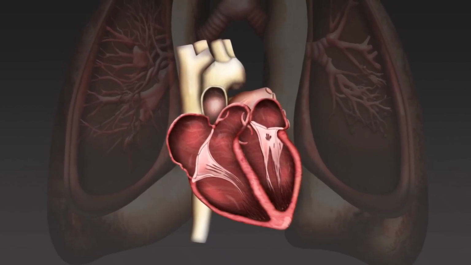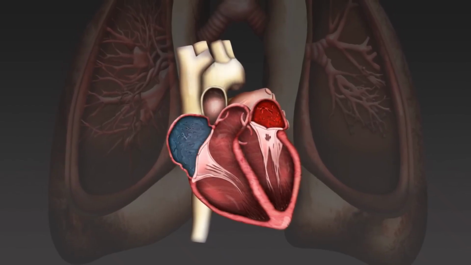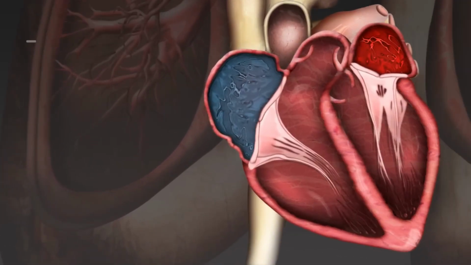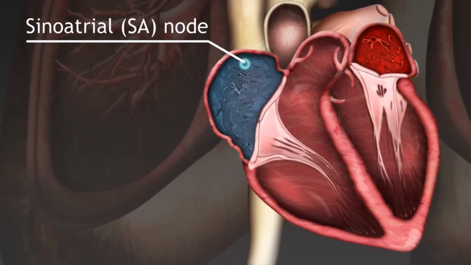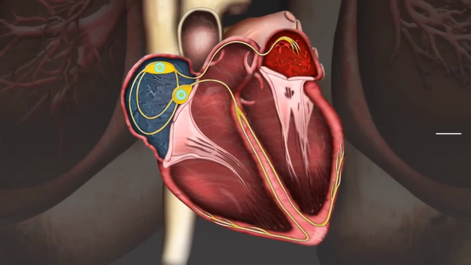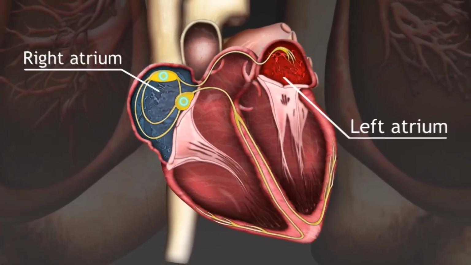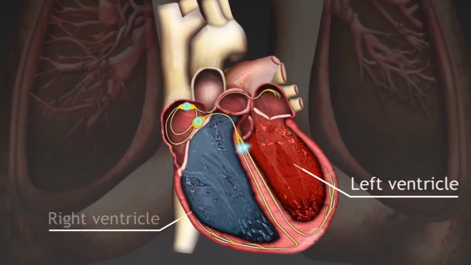This animation explains how a cardiac cycle is produced by electrical impulses in the heart. The cardiac cycle starts when an electrical impulse or action potential is generated by the sinoatrial node. The electrical impulse travels along specialized conducting fibers in the walls of the atria, stimulating the atria to contract and pump blood into the ventricles.